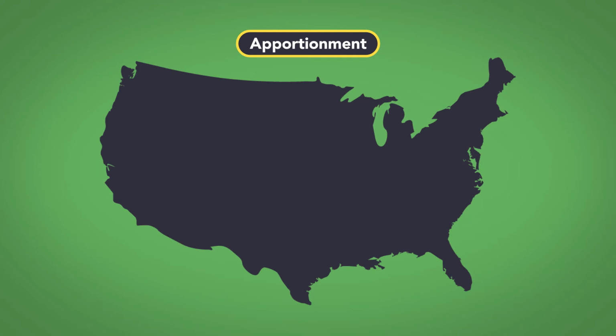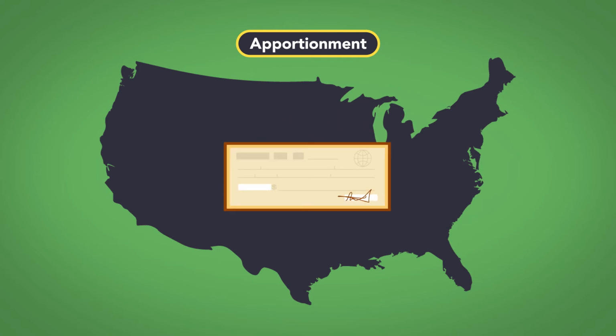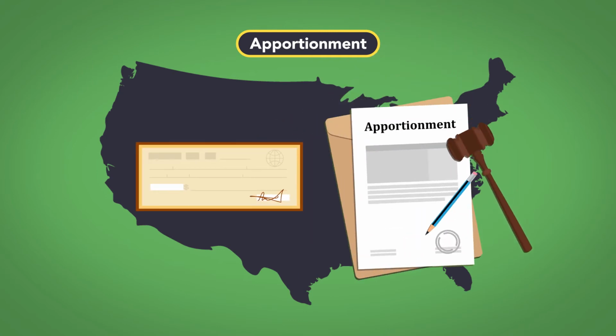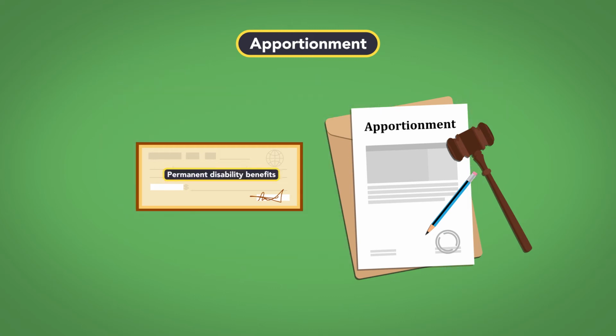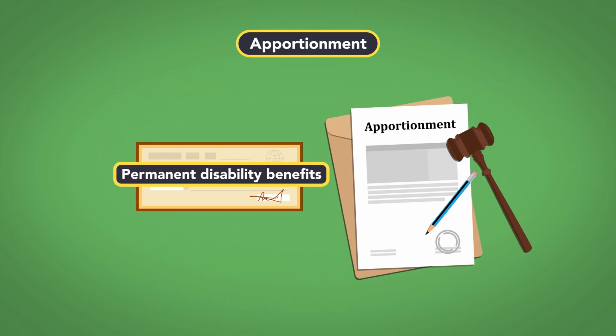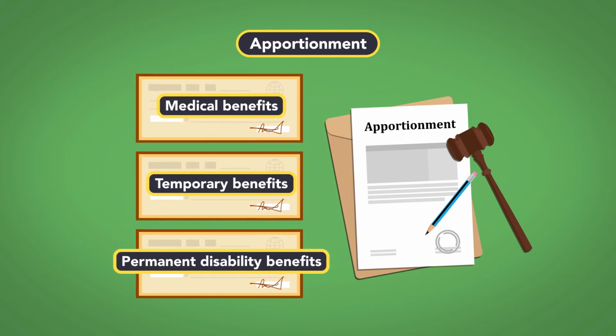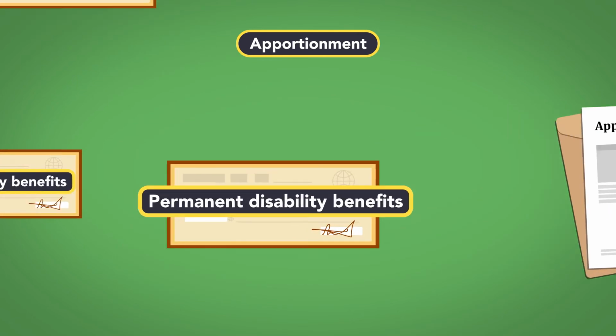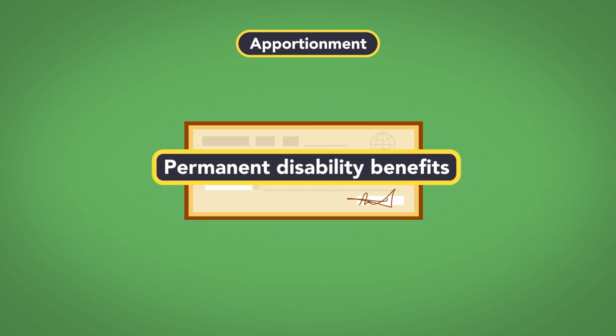States may also vary as to what types of benefits will be apportioned. Some states may only apportion permanent disability benefits, while others may also apportion temporary benefits and medical benefits. The exercises in this module will only address calculation of permanent disability benefits.